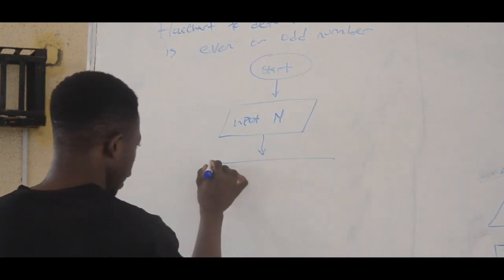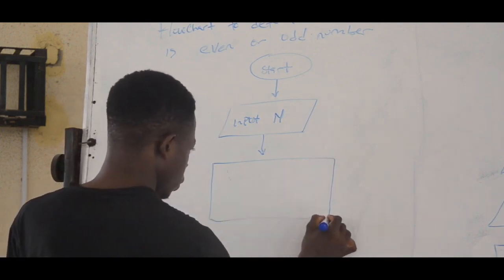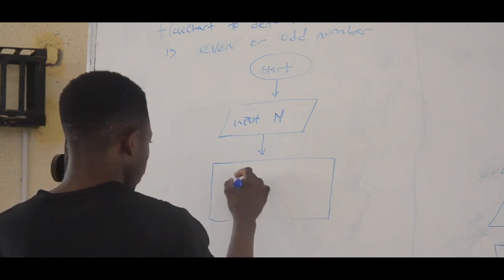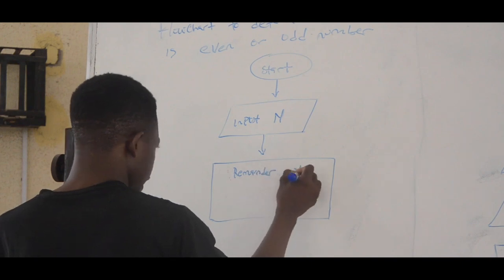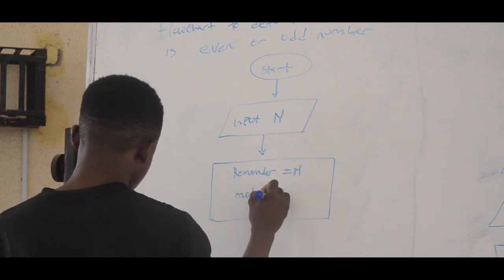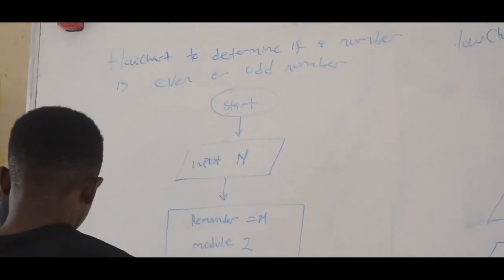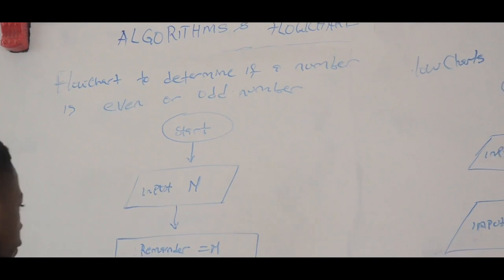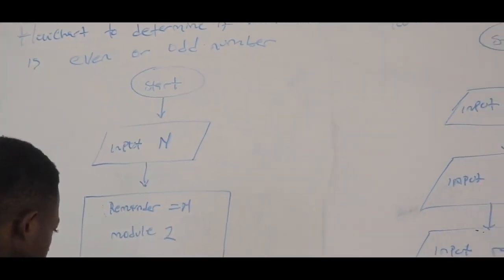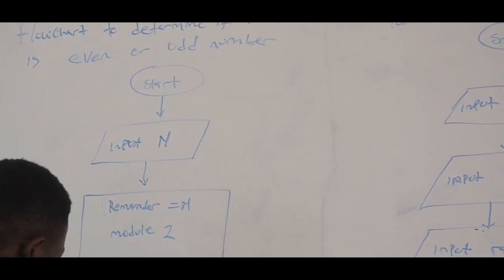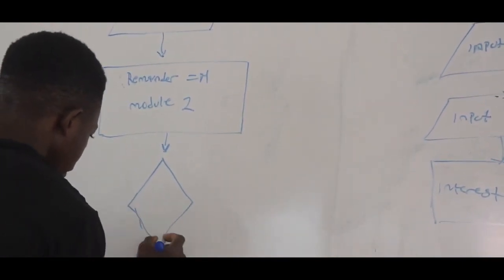So the next thing is process, and process goes with a rectangle, not a square. Now you say remainder equal to n mod 2. The modulo is 2. I'm still going to explain, but I'll focus on what we are doing first. Now we need a decision shape, and you know the decision shape is the diamond. Yes, shine bright like a diamond.